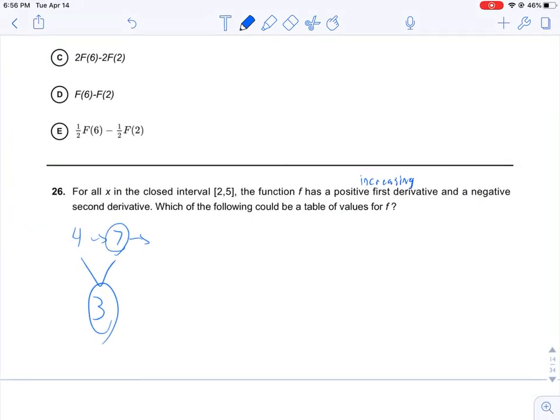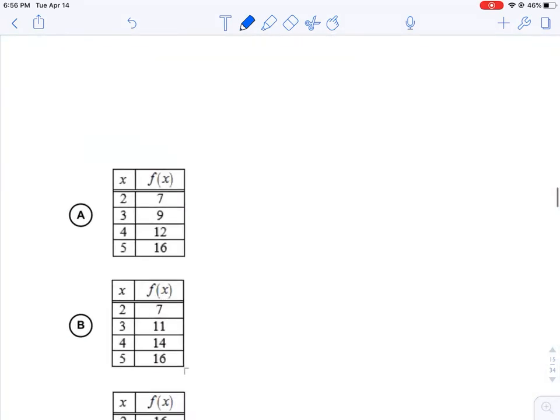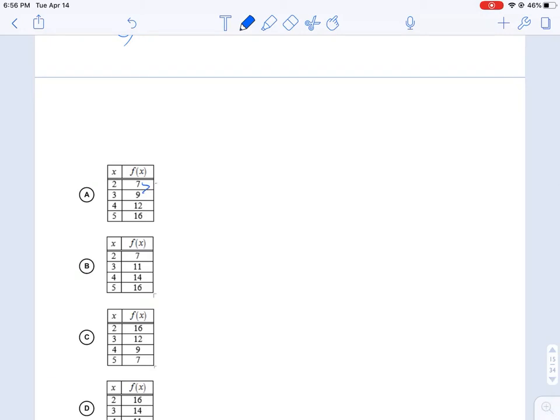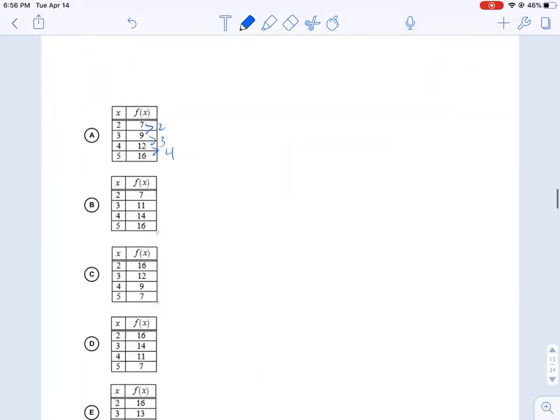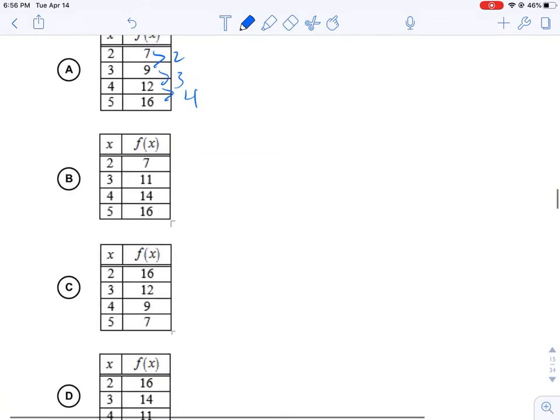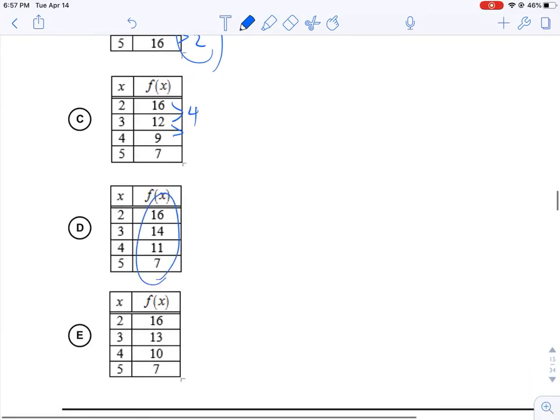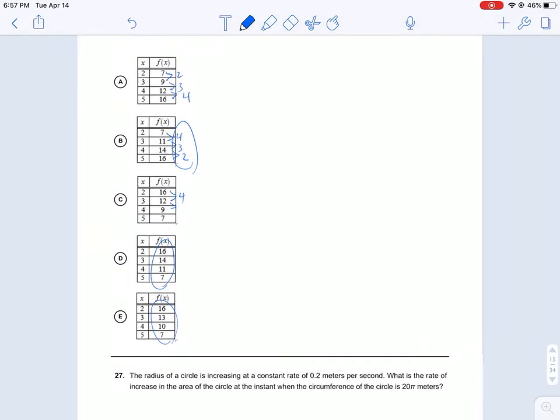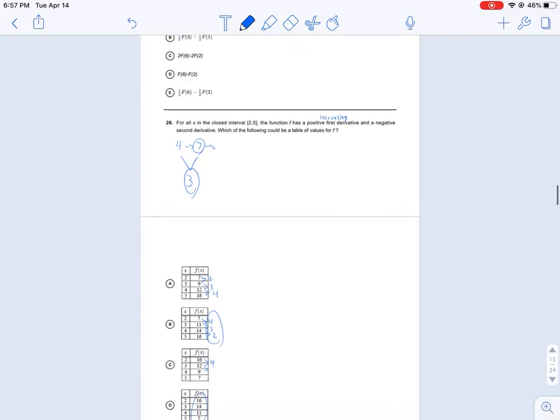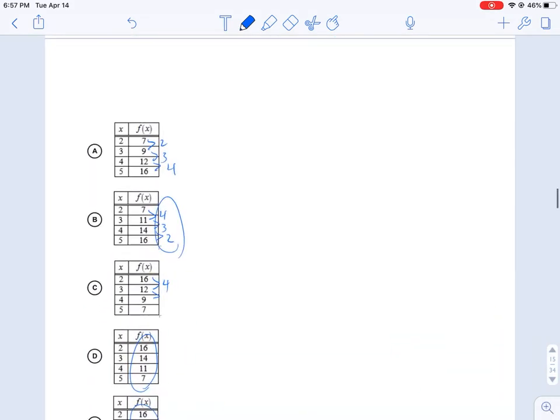Okay? That's what a positive first derivative is, increasing. Negative second derivative means it's going at a slower rate. So here the increase was 2, then it was 3, then it was 4. Well, our increase is supposed to increase at a decreasing rate, so it's not that one. Here we have 4, 3, 2. It's an increasing function, but the rates are decreasing, so it looks like that's our answer. Here, this is a decreasing function, so that's no good. D is a decreasing function, so that's no good. And E is a decreasing function. Because f prime is positive, it should be an increasing function.